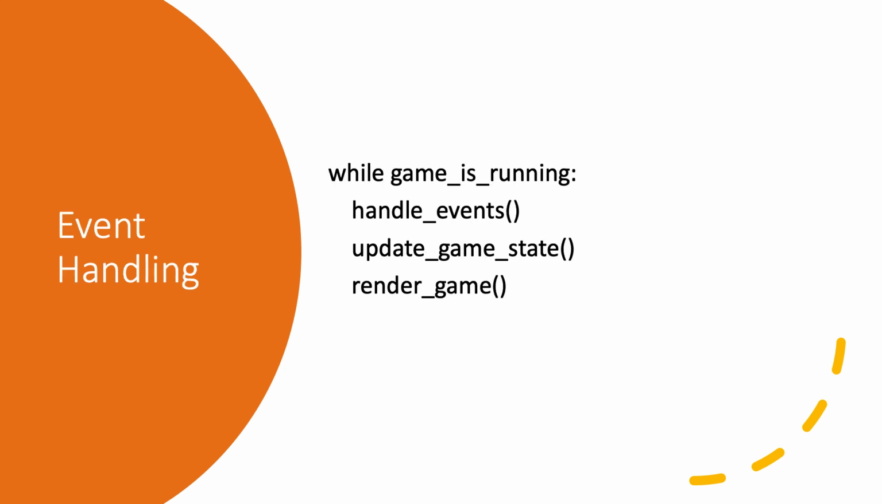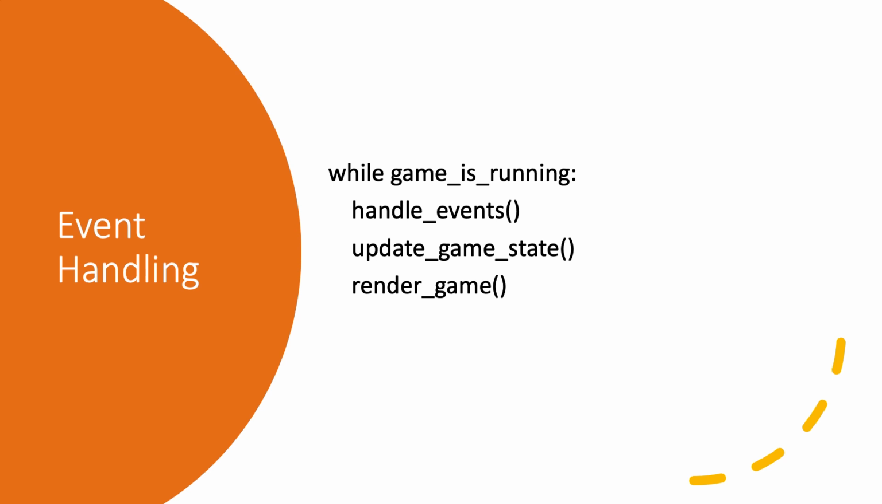This slide presents an example of a while loop used in the context of event handling within a game application. So the loop runs as long as the condition game is running is true, and within this loop, three functions are called sequentially: handle events, update game state, and render game.